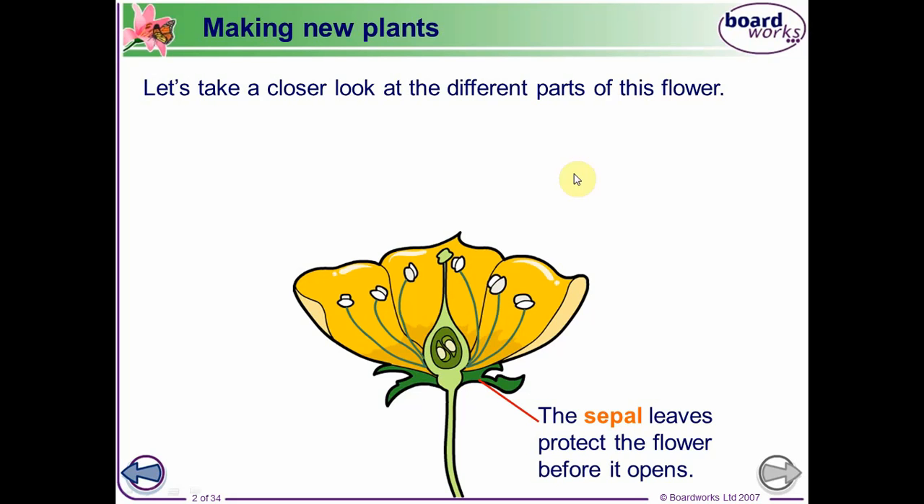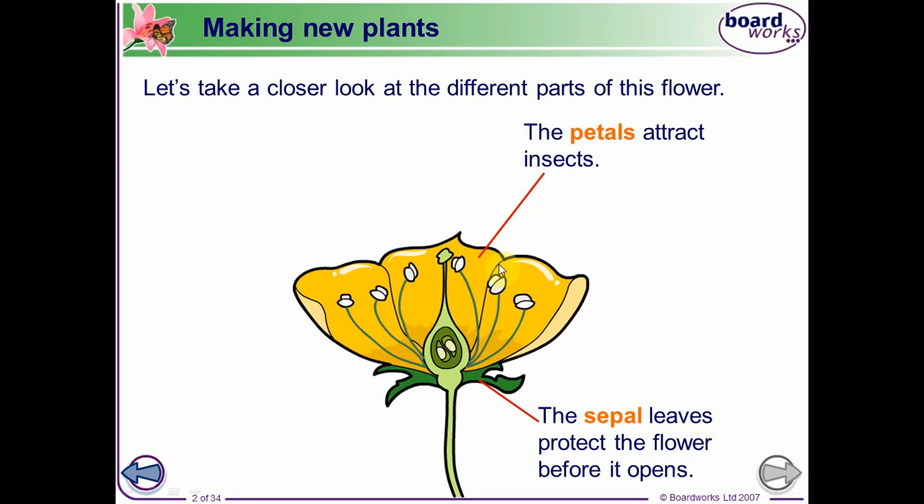Number 2, the colored leaf. In this flower, the colored leaf is yellow. We have green leaves, yellow leaves, red leaves, white leaves. So the colored leaves are called petals. So we have sepal and petal. The function of sepal is to protect the flower before growing.